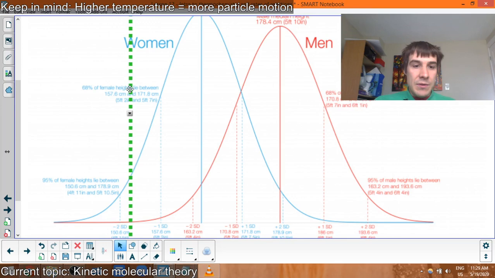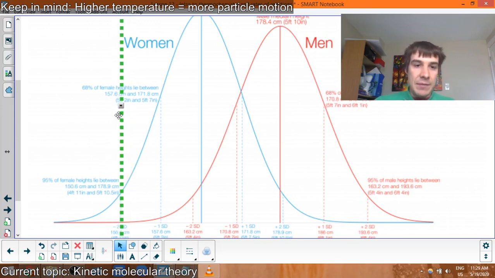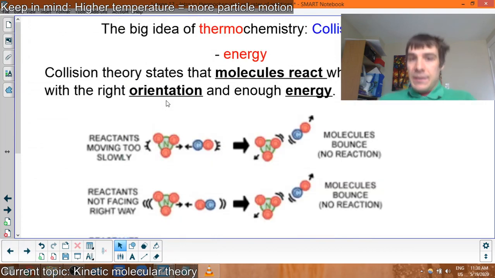Of course, most roller coasters are somewhere down here, right? Maybe a 5-foot minimum height or something like that. And then most men and most women could ride it. But this concept of distributions and cutoffs is going to become very important when we talk about thermochemistry, because one of the big things in this unit is the effects of temperature on reaction rates. And we'll talk about that kind of thing. So where I'm leading with this is collision theory.